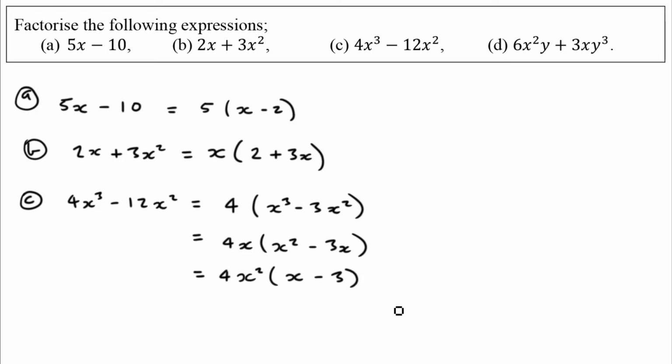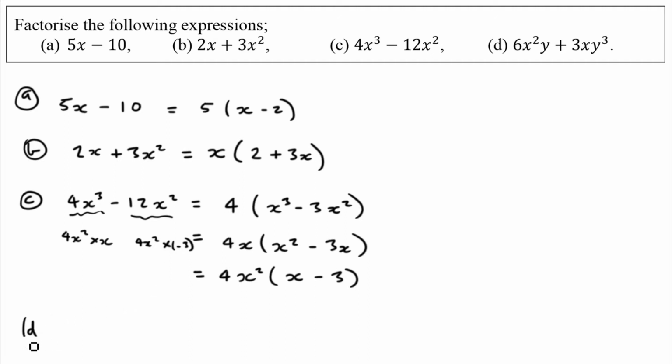leaving us inside the bracket with x subtract 3. Now just for clarity, I've done that factorization here in 3 stages. But you could probably notice from the very beginning that both this piece and this piece have a factor of 4x squared. This first piece is 4x squared times x. This second piece is 4x squared times negative 3. So we could have immediately factorized that 4x squared out, leaving us with the x subtract 3.